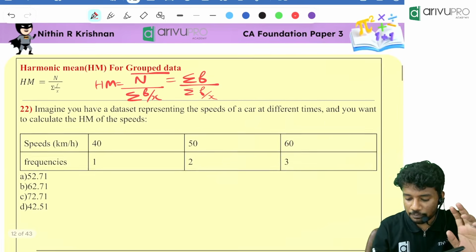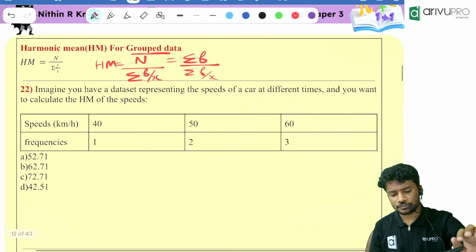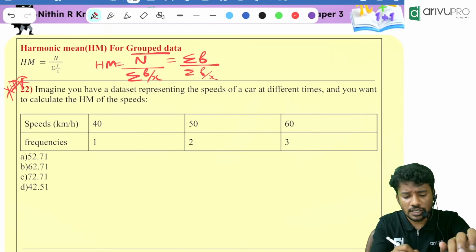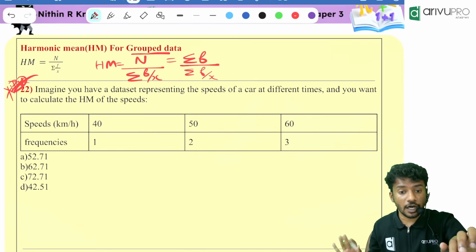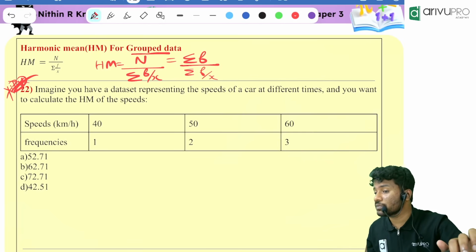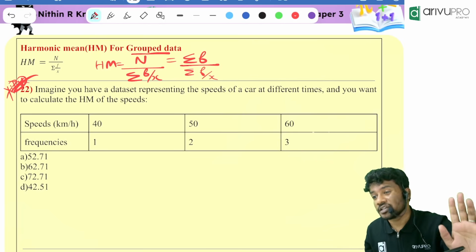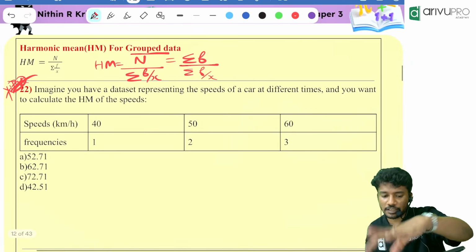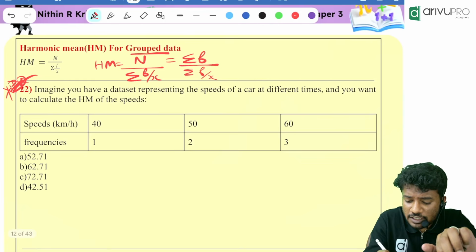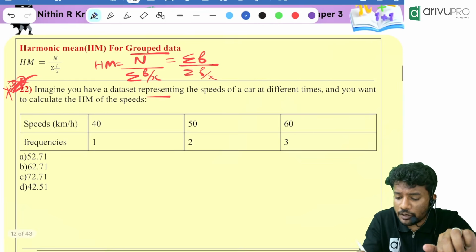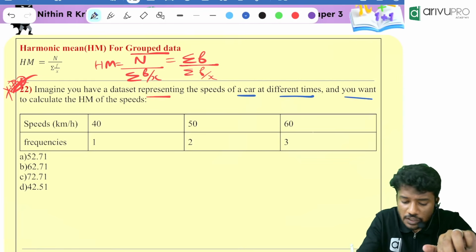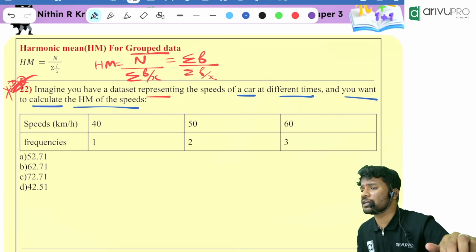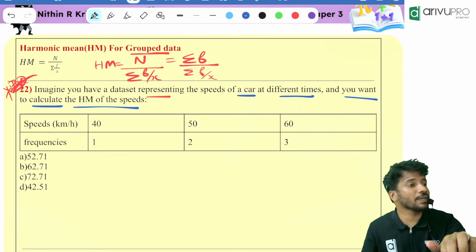That is the meaning. Have a look at this question. There is no PYQ. There were no questions from grouped harmonic mean or grouped GM till now in your examination. So the chance of getting a question is very rare, but still we will study it. Imagine you have a data set representing the speed of a car at different times, and you want to calculate the HM of the speed. You need to calculate what? Harmonic mean of the speed.